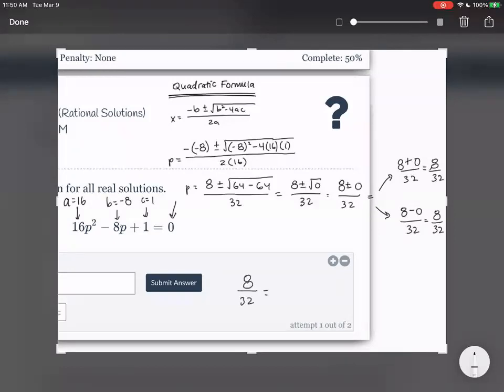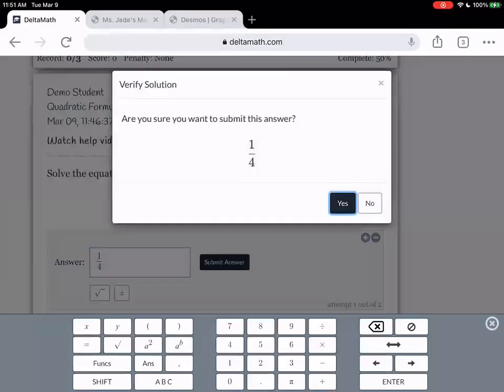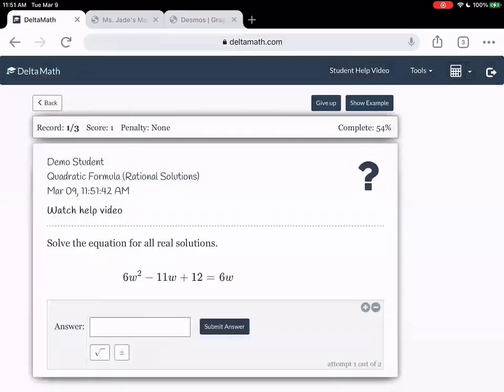Both of these are divisible by, wait, is 32 divisible by 8? Yes, both of these are divisible by 8. So I'm going to simplify our fraction by dividing both top and bottom by 8. So 8 divided by 8 is 1, and 32 divided by 8 is 4. So our simplified final answer is just 1/4. So this is your final answer. Are there any questions? 1/4. Let's do another one.